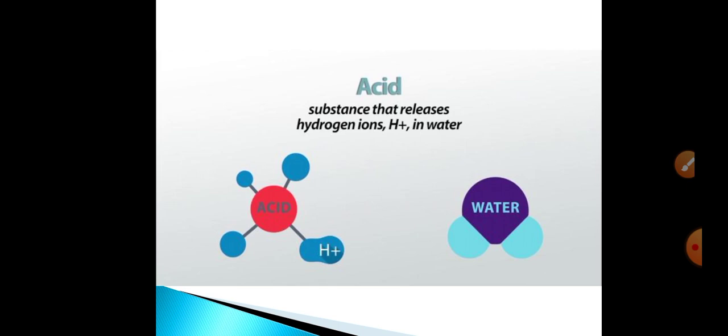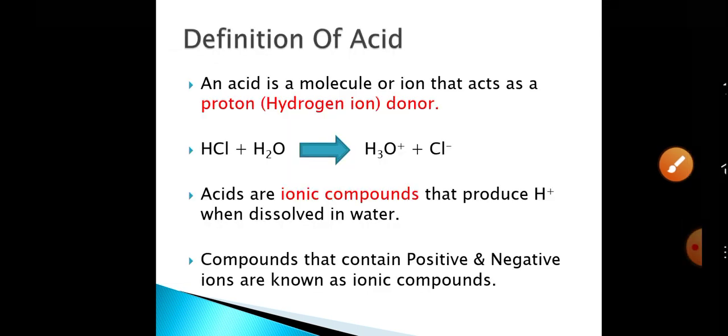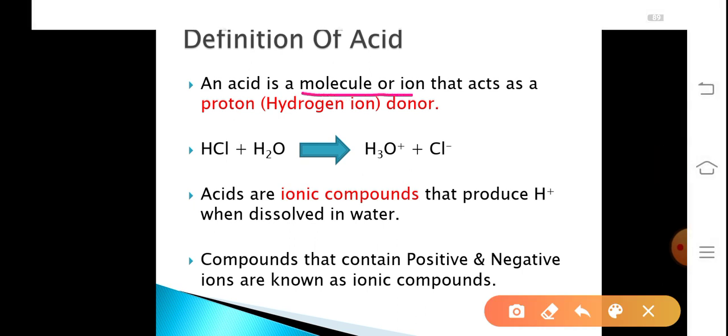What are acids? Acids are the substances that release hydrogen ions in water. So acids are the substances, or we can say they are the ionic compounds, which ionize to release protons when dissolved in water. So what is the definition of an acid? An acid is a molecule or ion that acts as a proton donor.